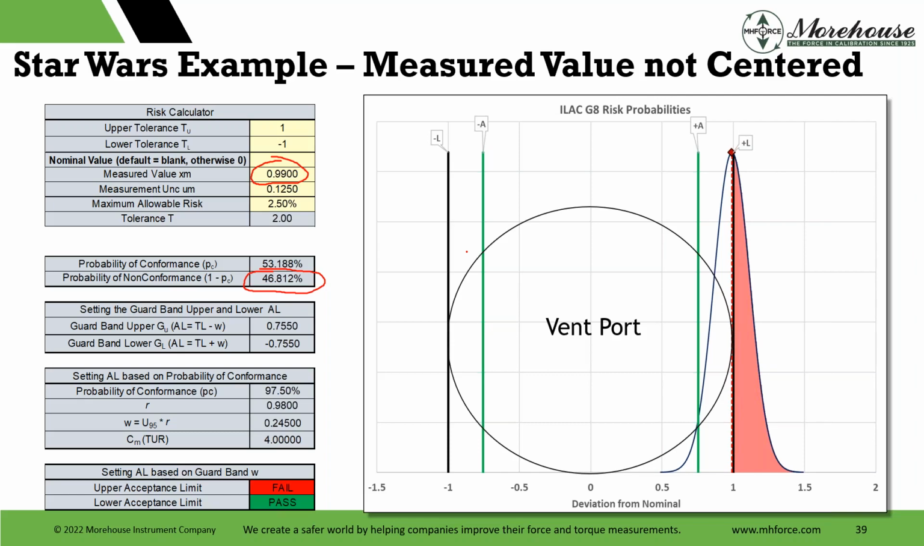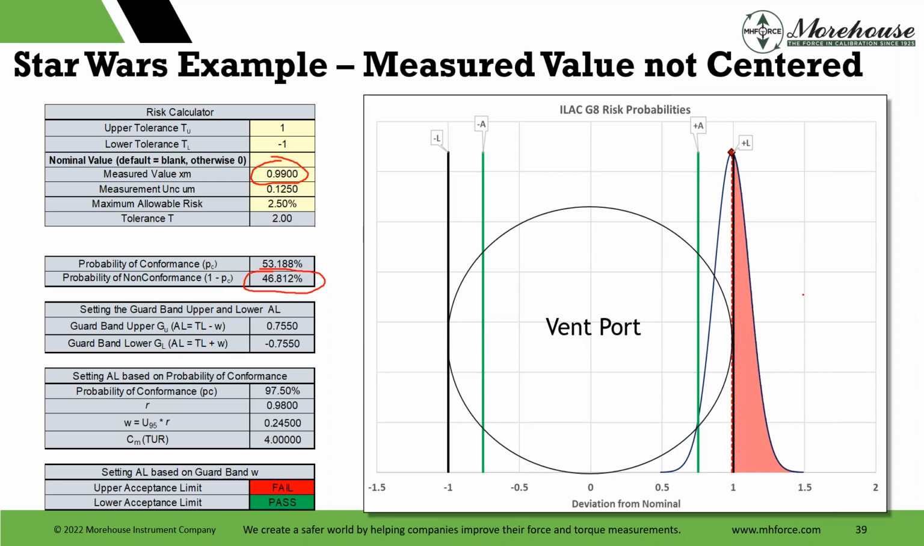46.812%. What do you think is going to happen when we're shooting a torpedo? Not going to go in, right? It's going to hit the side. It's going to blow. Maybe some damage, but not going to easily go in. Our probability of conformance, the inverse of that, is 53.188%.